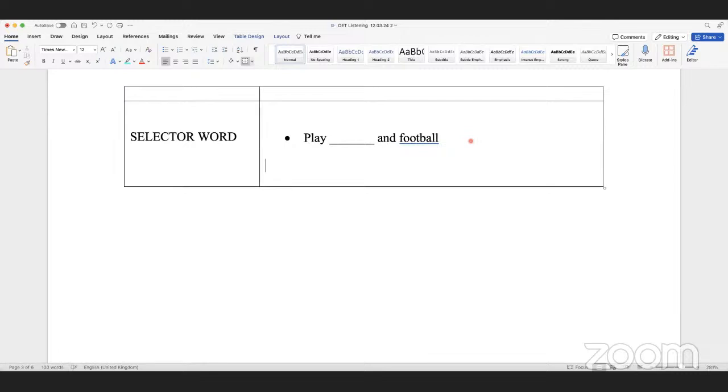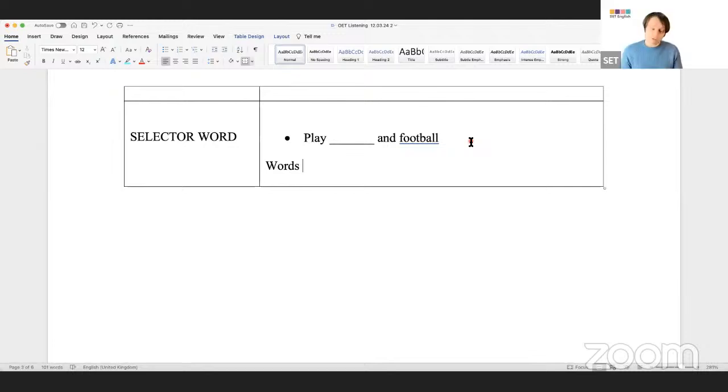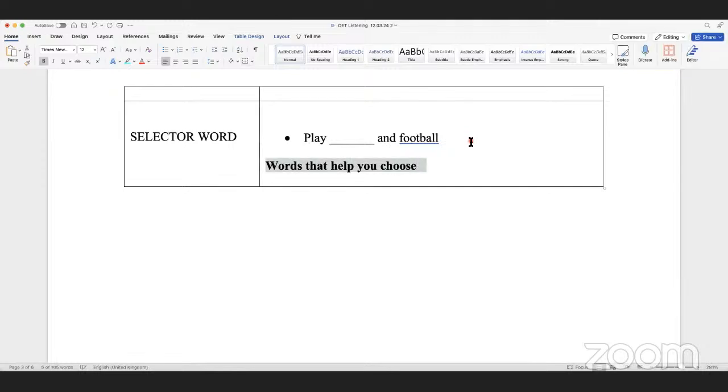For example, I had a terrible headache on Wednesday. Wednesday for me is choose a word. So you're saying words that help you choose. Is that what you mean? Yeah, between two possible answers.